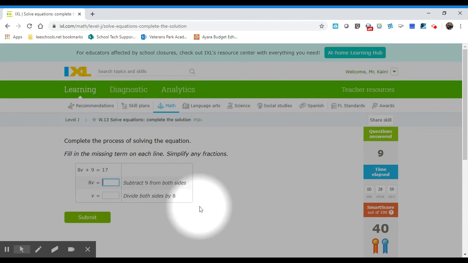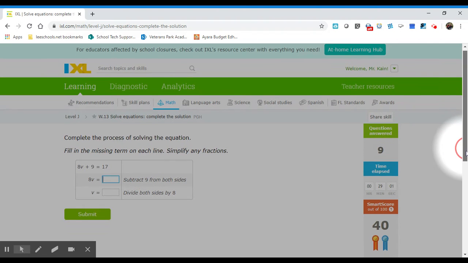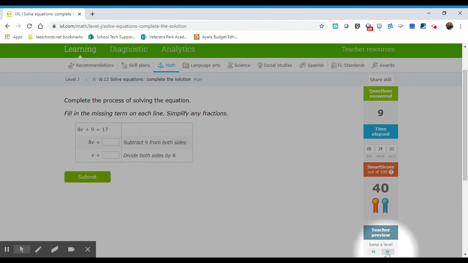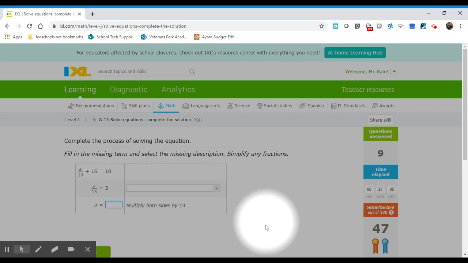Okay, moving on. Let's jump up a level here. Let's go to the next level, which is 47. So now we have these blanks. This is interesting. So it says a divided by 13 plus 16 equals 18.